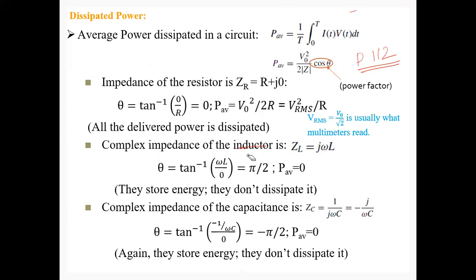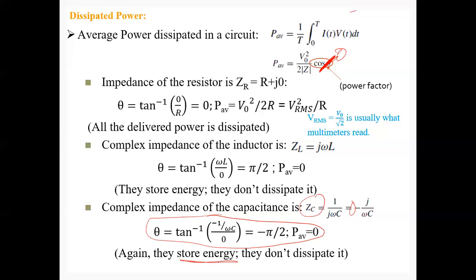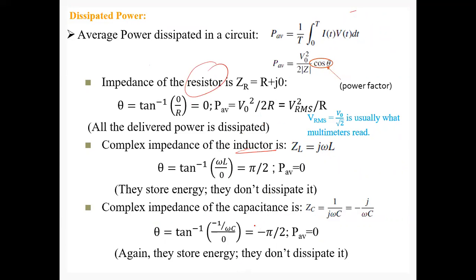How about the capacitor? Capacitor is ZC equals this, right? So what is the theta here? The real part is again 0. So then what is the theta? Theta is the negative pi over 2. What is cosine negative pi over 2? Again 0. That's why the capacitor does not dissipate energy either. In other words, they store the energy. So the only component that dissipates energy is the resistor. The other two store energy.